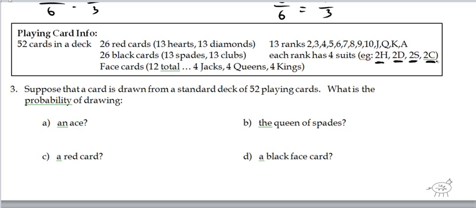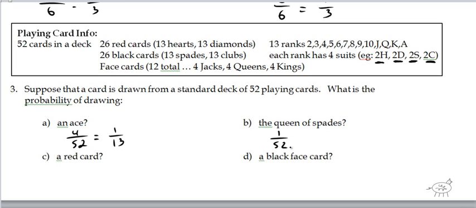Okay. So let's look at a question here. Suppose that a card is drawn from a standard deck of 52 playing cards. What is the probability of drawing an ace? Well, how many aces are there? There are 4 aces out of 52. And you reduce that to 1 over 13. Pretty easy. What's the probability of a queen of spades? There's only 1 queen of spades, so it's 1 out of 52.